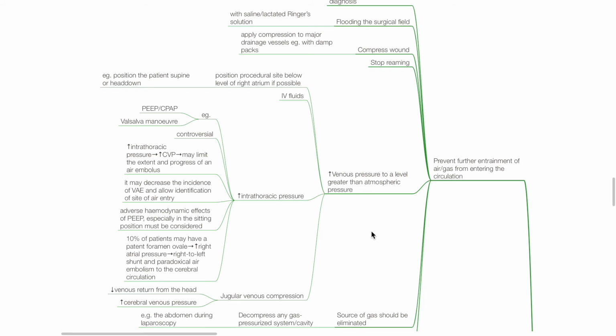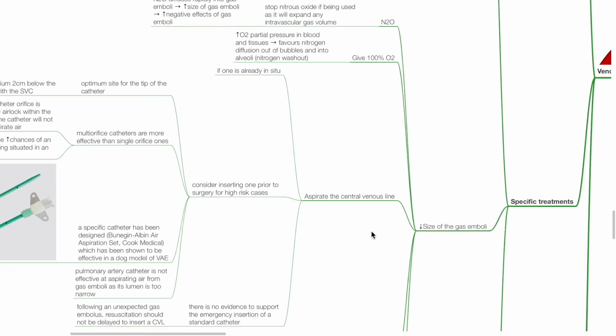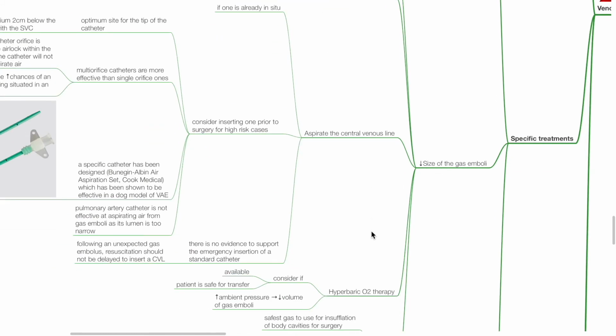The source of gas should be eliminated, for example, by decompressing any gas pressurized system or cavity, such as the abdomen during laparoscopy. Bone wax. Consider asking the surgeon to apply bone wax to exposed bone edges to reduce air entrainment. Reduce the size of gas emboli.